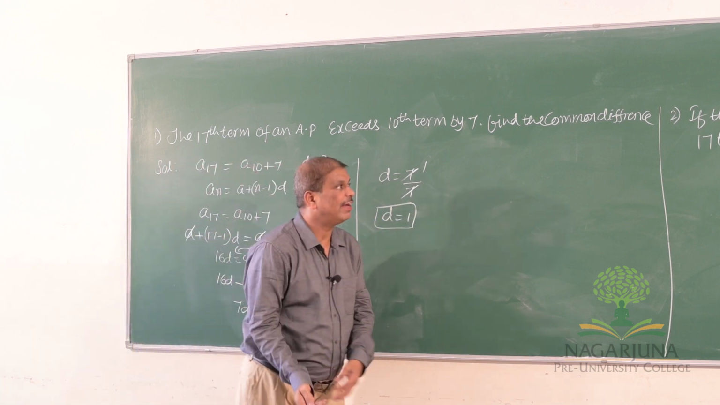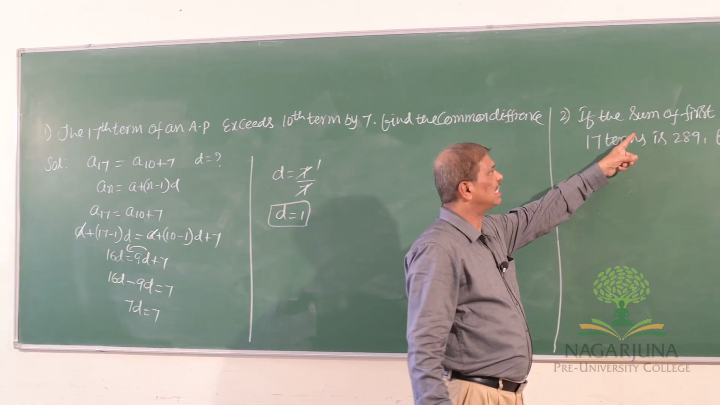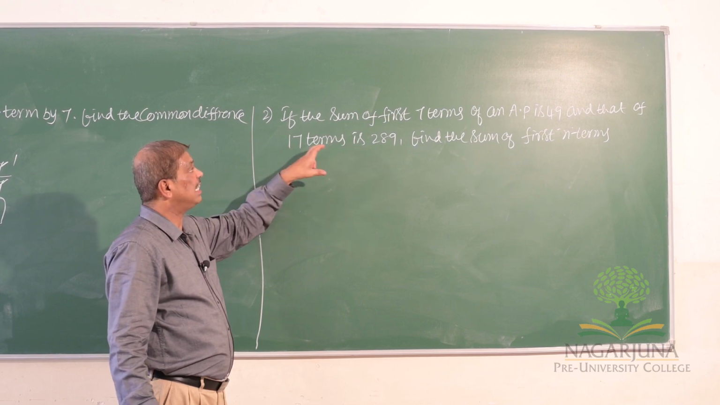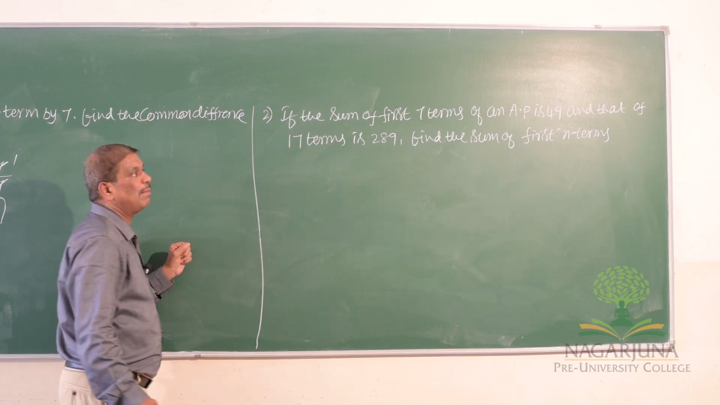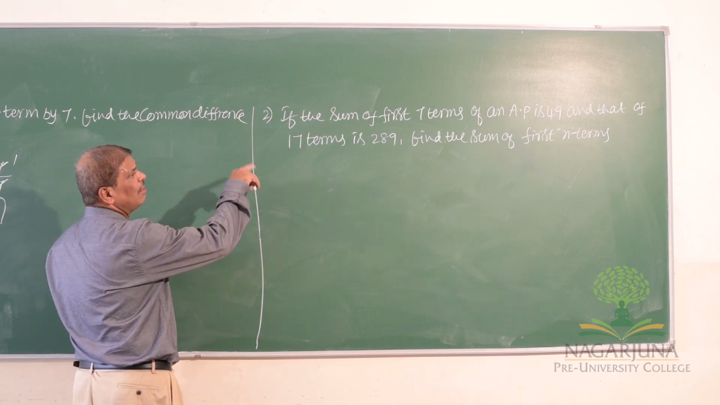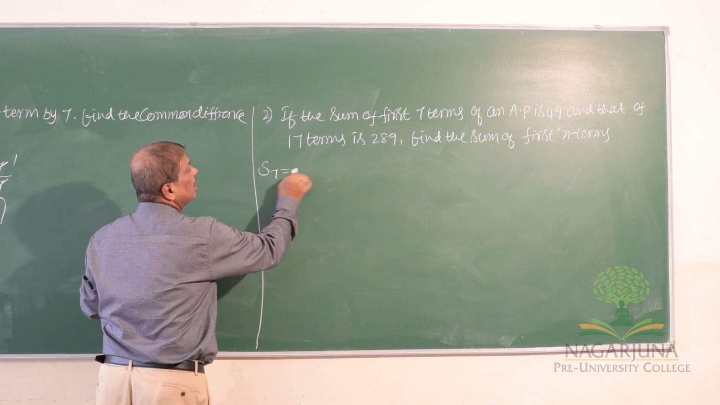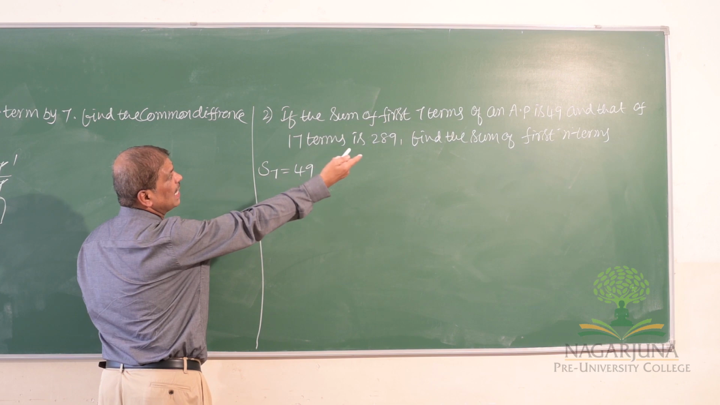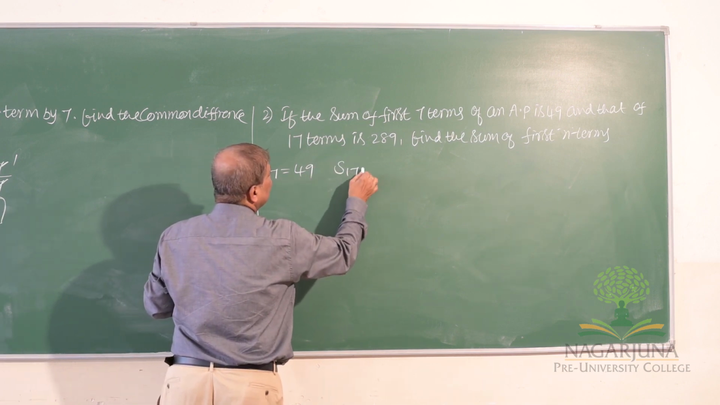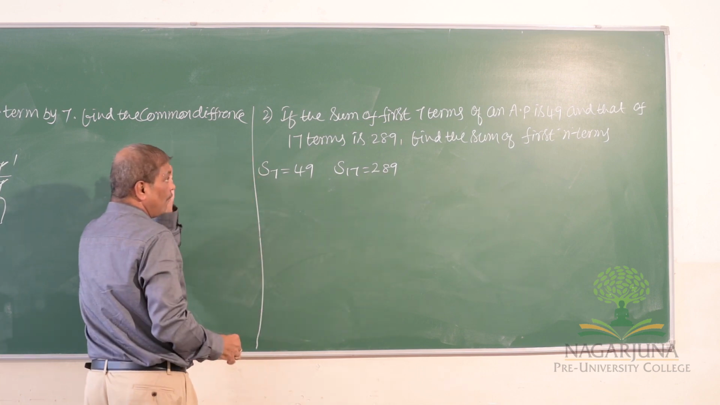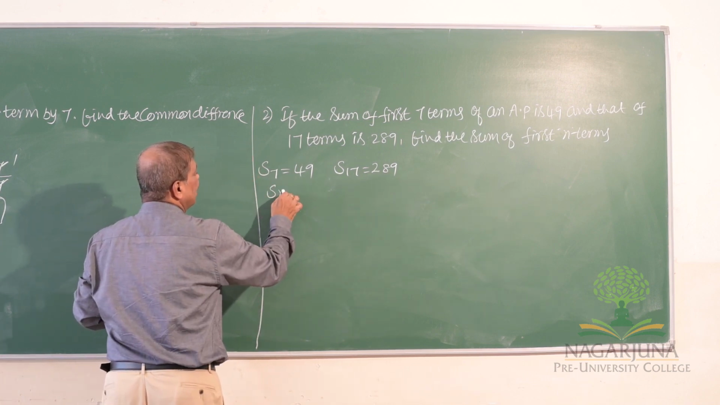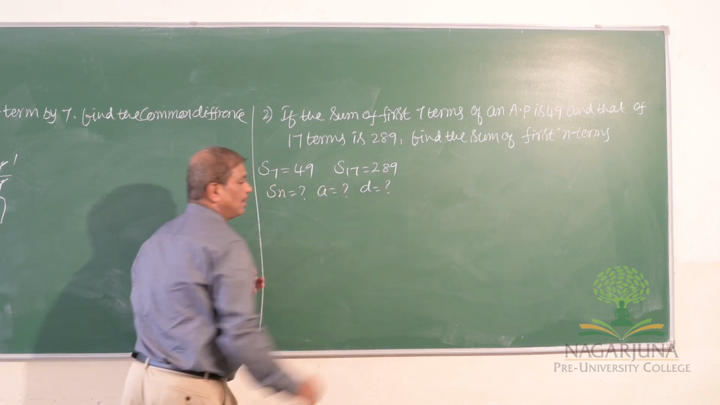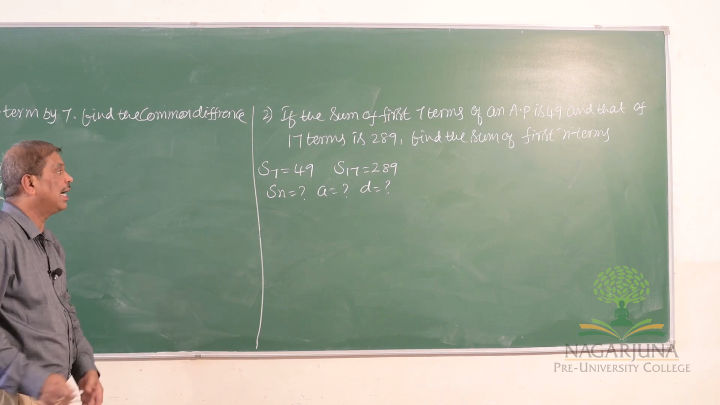So next, this is a very important 3 marks question. If the sum of the first 7 terms of an AP is 49 and that of 17 terms is 289, find the sum of the first n terms. First you do one thing. For the first 7 terms you can write S7 equals 49, and that of 17 terms, S17 is equal to 289. Find the sum of the first n terms means we have to find out Sn. We don't know a, put a question mark, and d also. First you find out d, a and then n and also Sn.